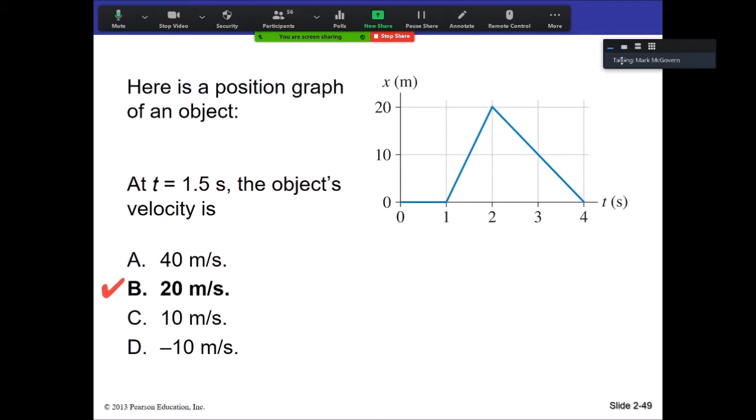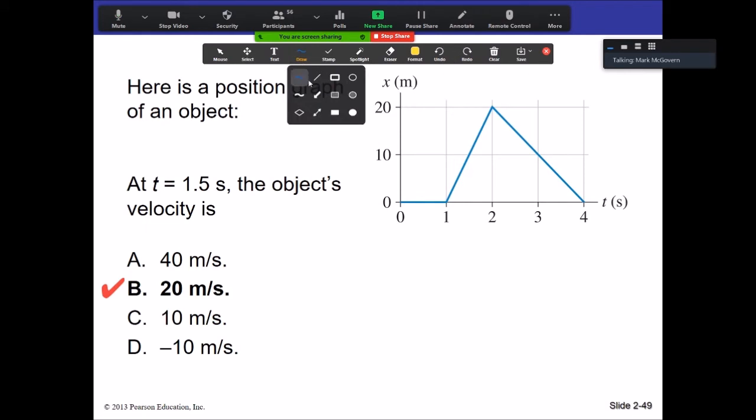Now, I know what you did. You crazy kids. You looked at 1.5 seconds. You went up. And you're like, oh, look, it's 10. The answer's 10. Well, that's position, though, right? Not velocity. Velocity is the rate at which your position is changing. When you have a position versus time graph, you need to be inspecting the slopes. Okay, so it is B. All right, knuckleheads.